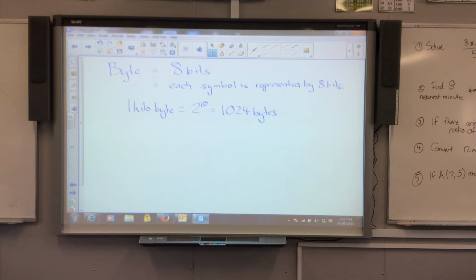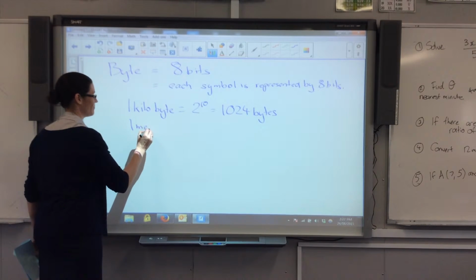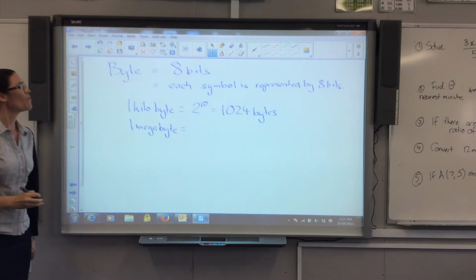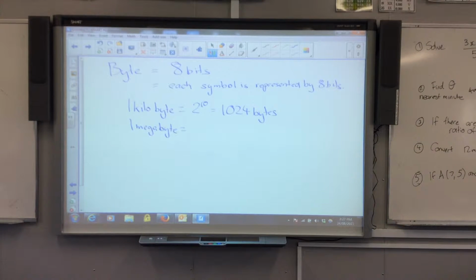Mega. 1 megabyte. Okay, 1 megabyte is going to be how many kilobytes? 2 to the power of 10 kilobytes. What will that be and how many bytes would it be?